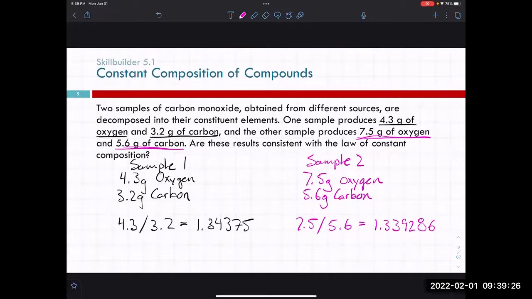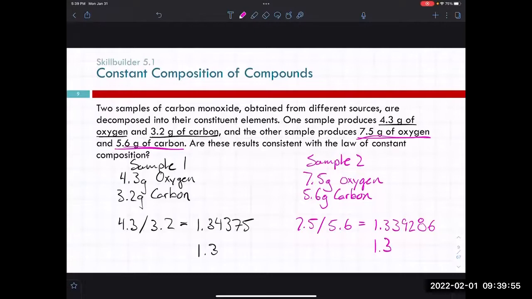So is this consistent with the law of constant composition? It's pretty close. This is close enough, especially since if we look at our significant figures here, we really should only be considering 2 sig figs for each of these. So this first one would be 1.3, and our second sample would be 1.3.